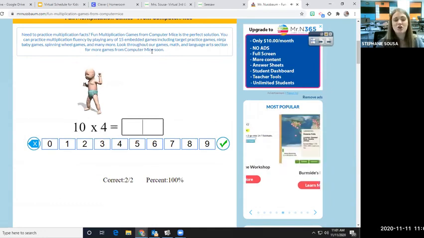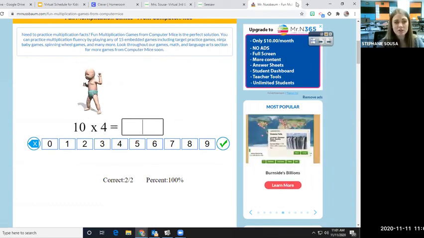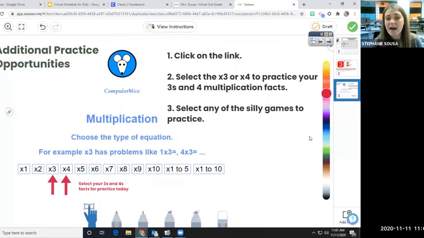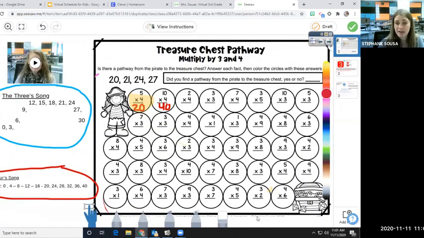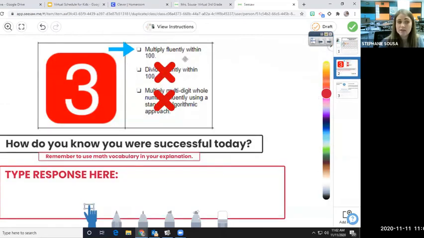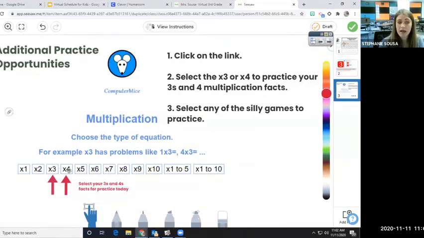Okay, so you're going to get to practice these multiplication games after you finish your work page. So answer the problems on slide 1. Tell me if you feel successful or not and why. And then you can practice multiplying by 3 and 4 on your games. Okay? All right.